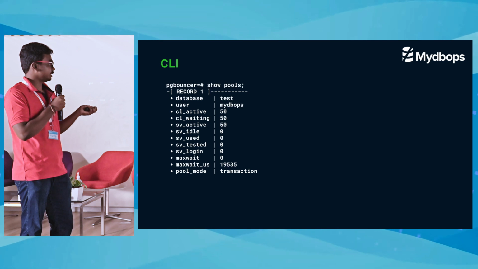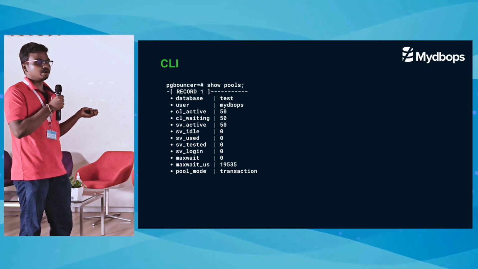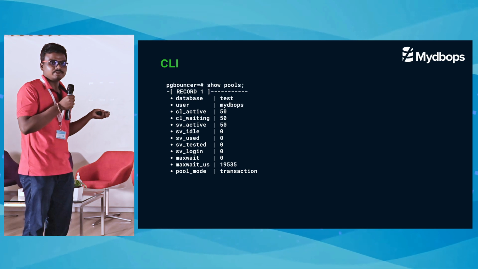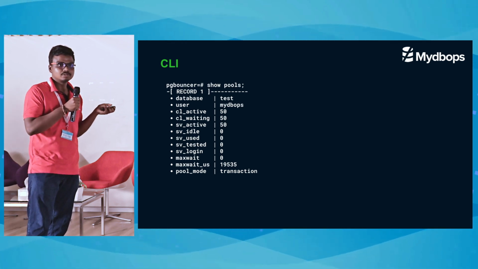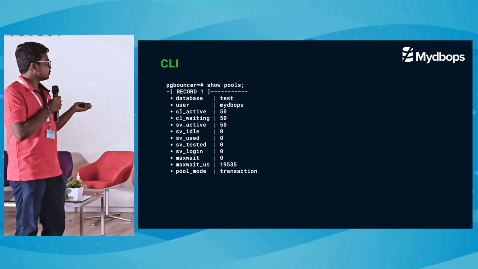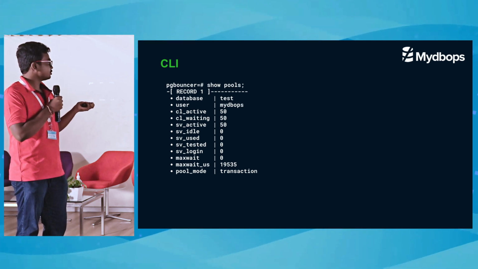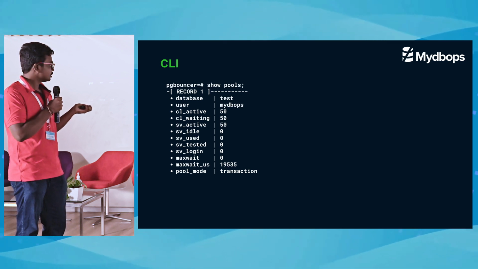If you ever see client waiting being very high, there is some problem with your configuration or something. Because if it is very high, your application latency will shoot up. So you need to keep on monitoring client waiting. And server active is 50. So client active is 50 and server active is 50. So exactly, it is completely utilized.